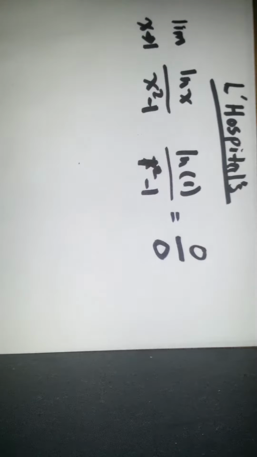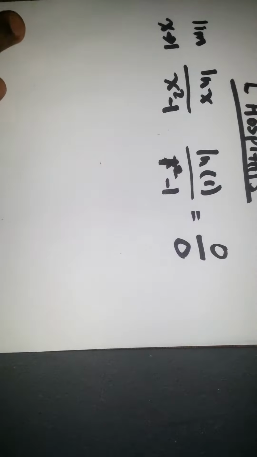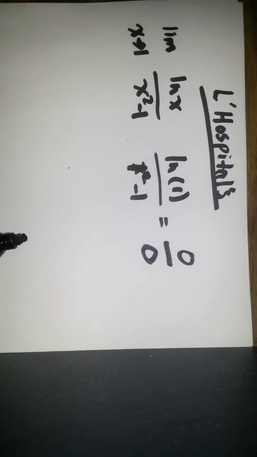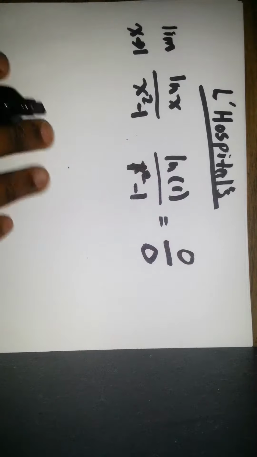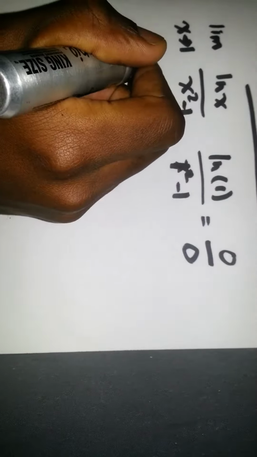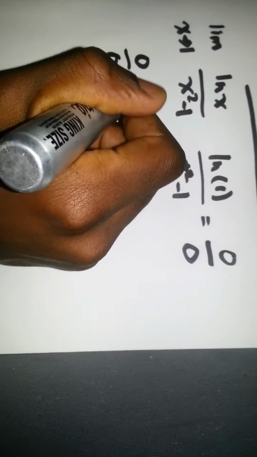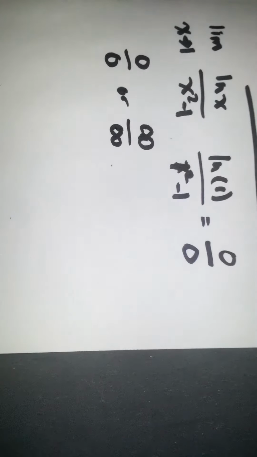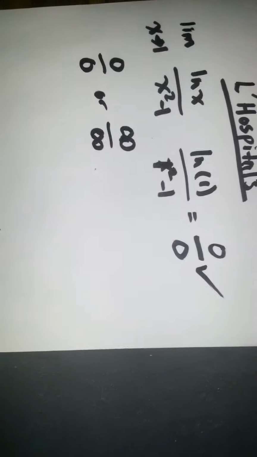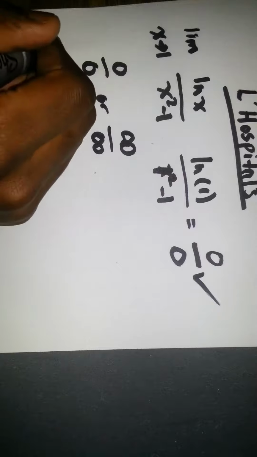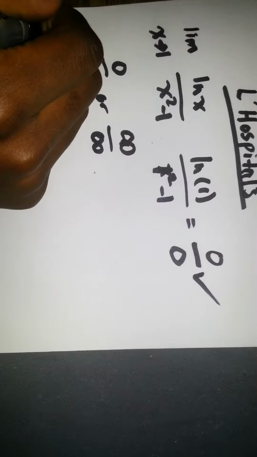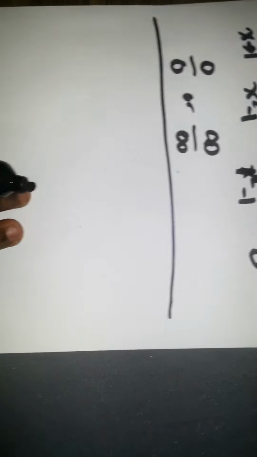Again, L'Hopital's rule says that when the expression of a problem ends up in indeterminate form, that's when you can use L'Hopital's rule. Indeterminate forms are, for example, 0 over 0 or infinity over infinity. In this case, we got 0 over 0, so we can use L'Hopital's rule. To use it, all you have to do is take the derivative of the top and the derivative of the bottom.